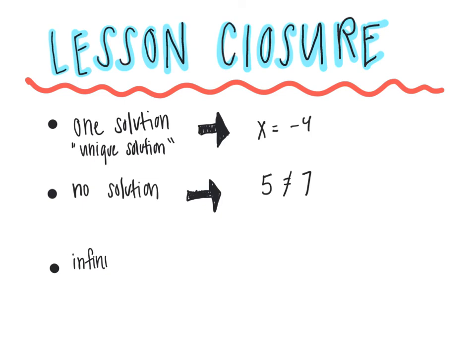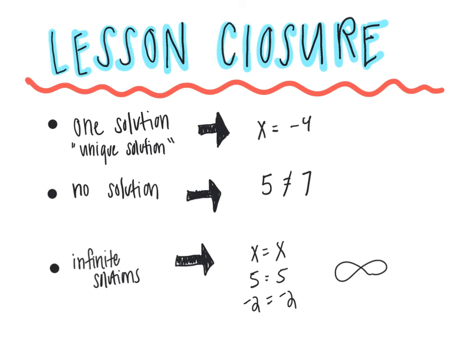I think I spelled that wrong. I'm just going to put infinite. And infinite solutions means you get to the end of your equation, you've simplified as much as possible, and you get something that says x equals x. Or it could say something like 5 equals 5. Or negative 2 equals negative 2. Now in each of these cases, that's always going to be true. Nothing's ever going to change. A number is always going to equal itself, so this means infinite solutions. Okay? So that was our lesson today.